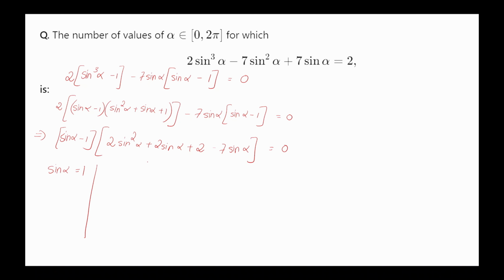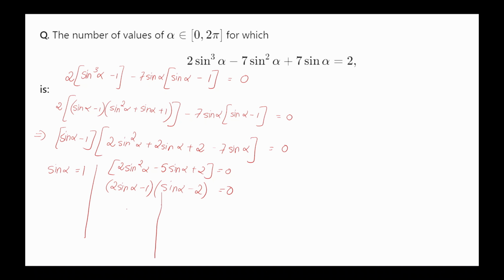Now let me solve for some other solution as well. If I look at this, this would become 2 sine alpha minus 7 sine alpha, so this would become minus 5 sine alpha. So basically the equation that I have is 2 sine square alpha minus 5 sine alpha plus 2 equals 0. Now if I find out the roots of this equation, it would basically be 2 sine alpha minus 1, and what would be my other root? My other root would become sine alpha minus 2.